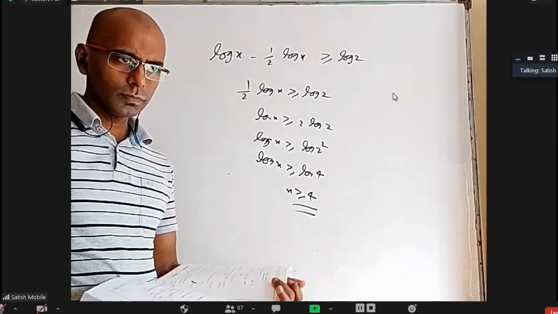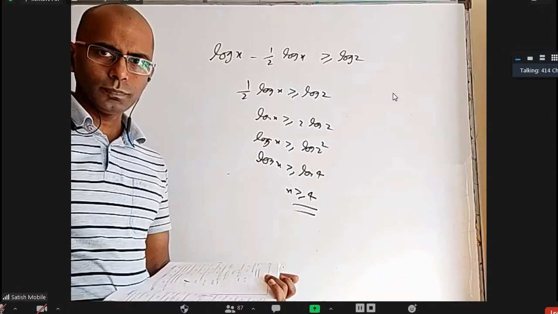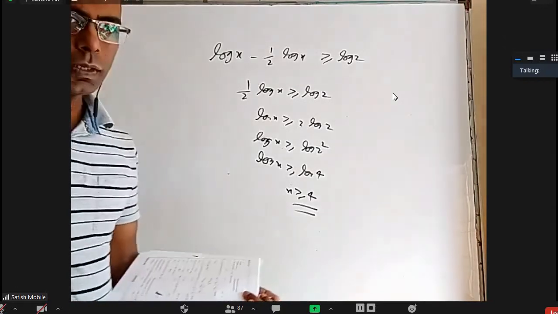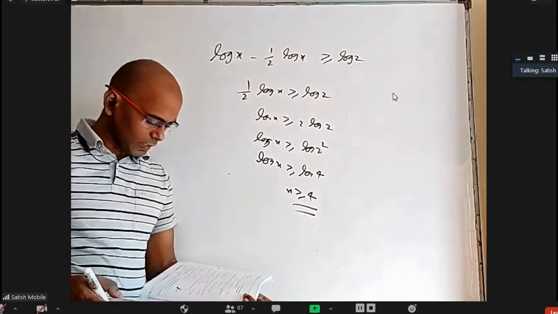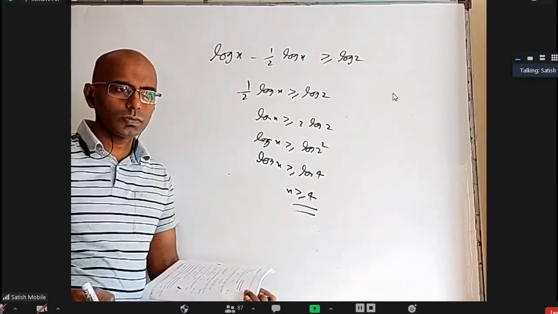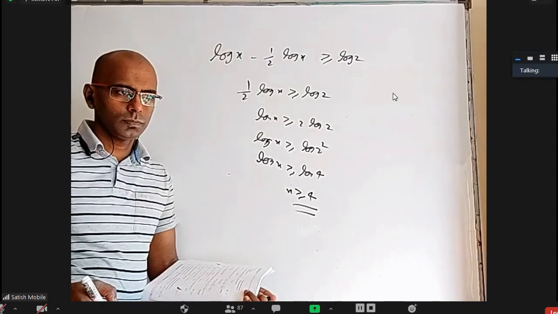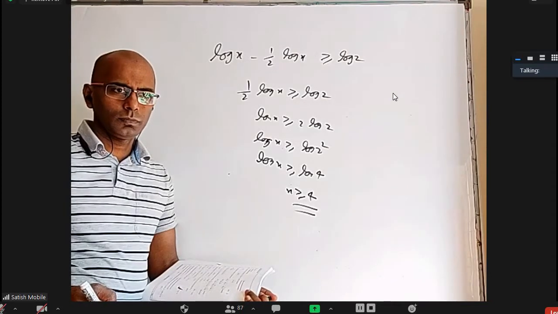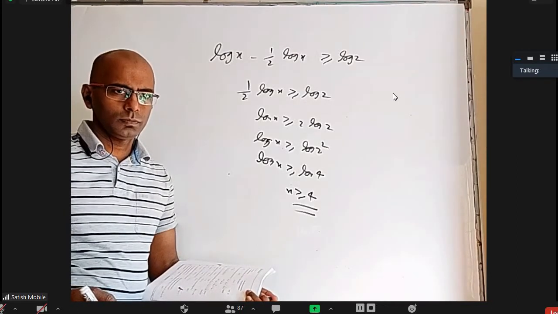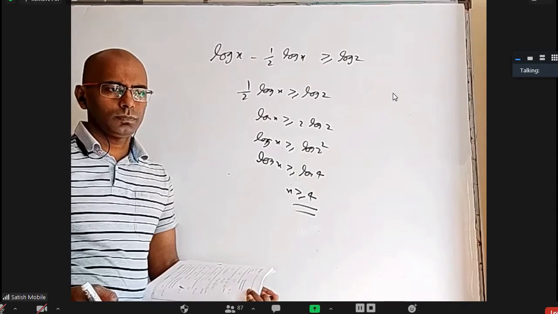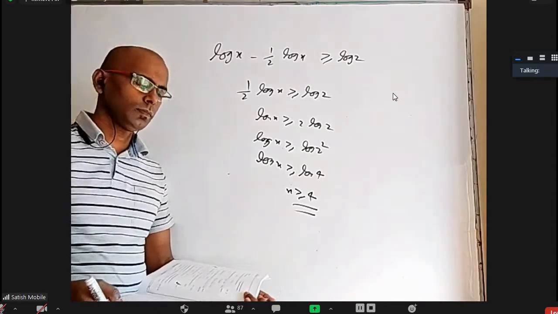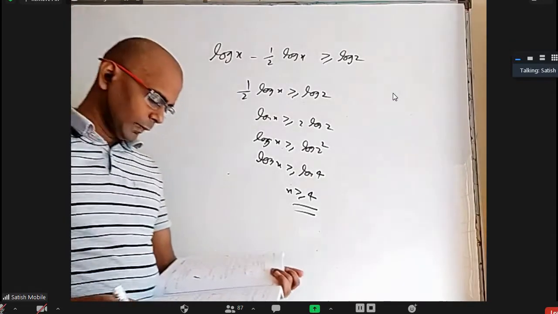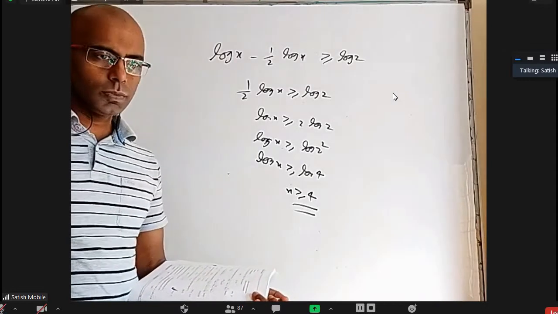Is it okay? Yes, sir. Anybody else up to 8? Any doubt? Okay. Up to 20, any doubts in the even numbers?